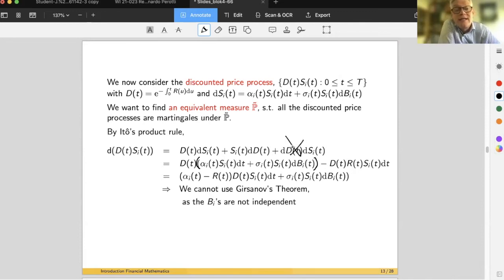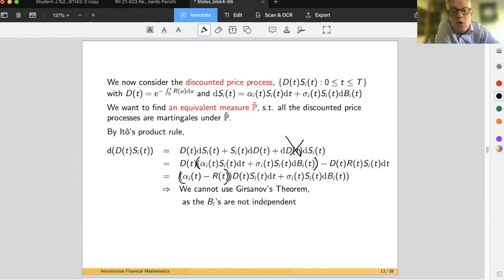So we can collect the dt terms, and that gives us α_i(t) minus r(t). And then we have these brackets again. And then out of brackets, we have the discount term times the S_i term times dt. And the part that remains here is D(t) S_i(t) σ_i(t) dB_i(t).